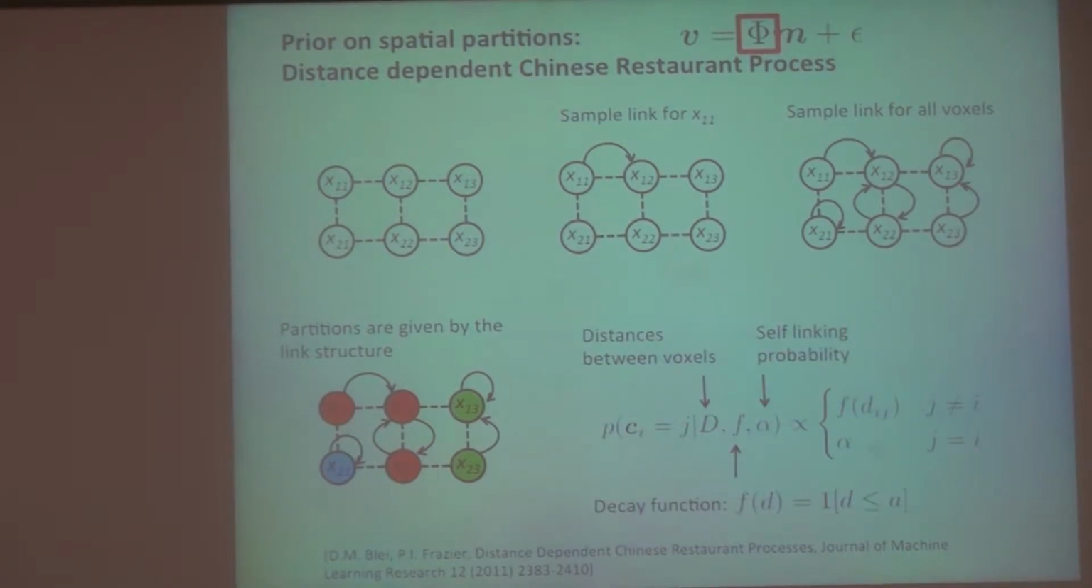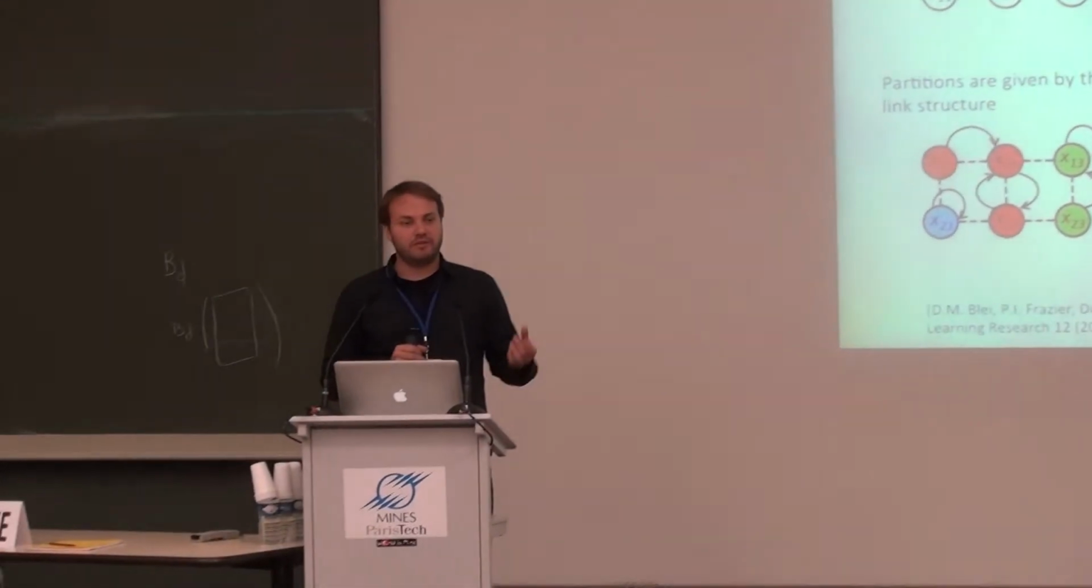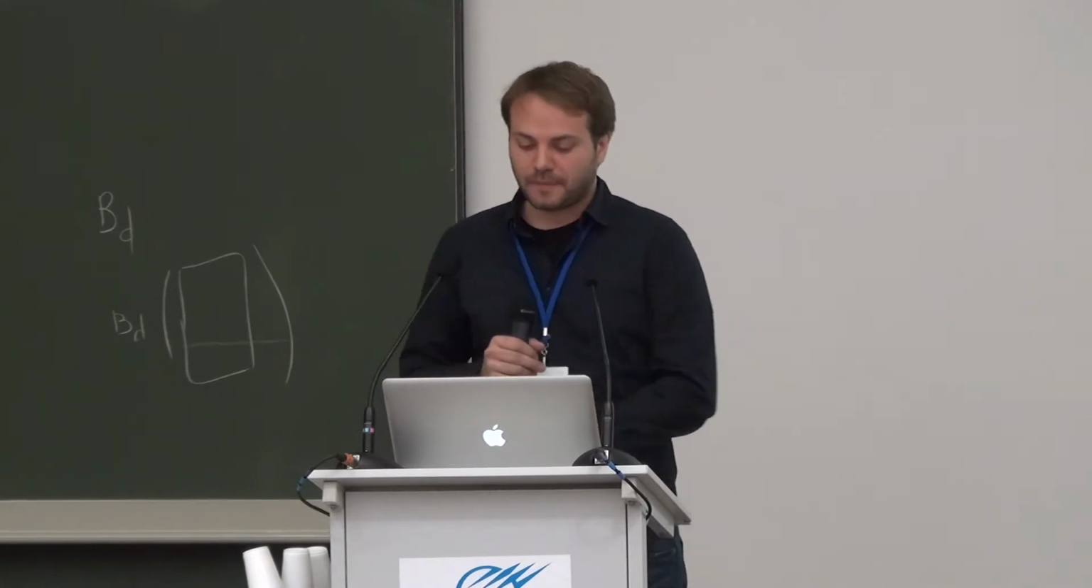So we write this down in a probability distribution that is proportional to the distance between voxels. And the distance, in our case right now, we choose to be 1 if it's a direct neighbor and 0 if it's not a direct neighbor. And we have a parameter alpha that allows you to create self-links, so we create new partitions. And essentially that's the non-parametric part here. So the model adjusts itself to the complexity of the data, so it can generate more or fewer partitions according to the data.